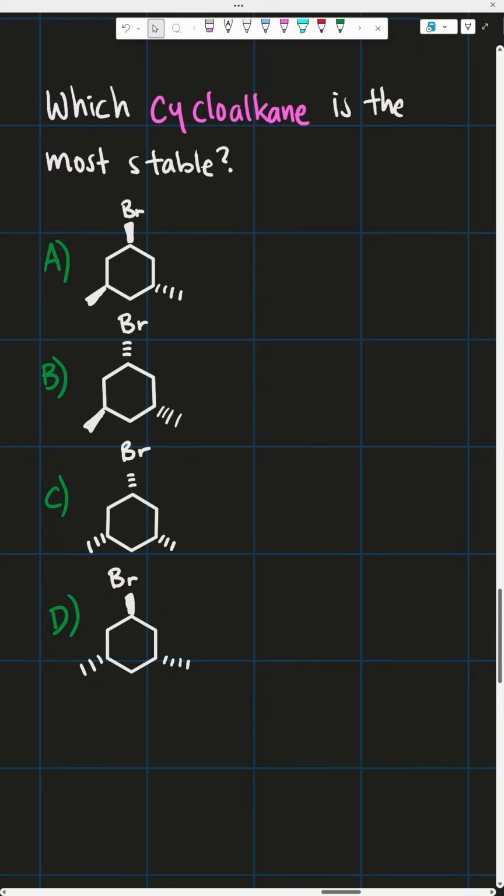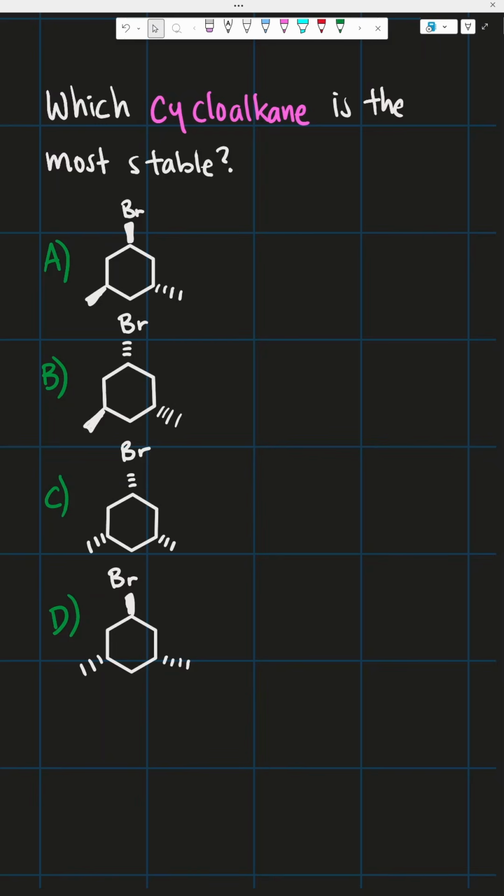Because we have the most equatorial substituents in C, that is our most stable cyclohexane.